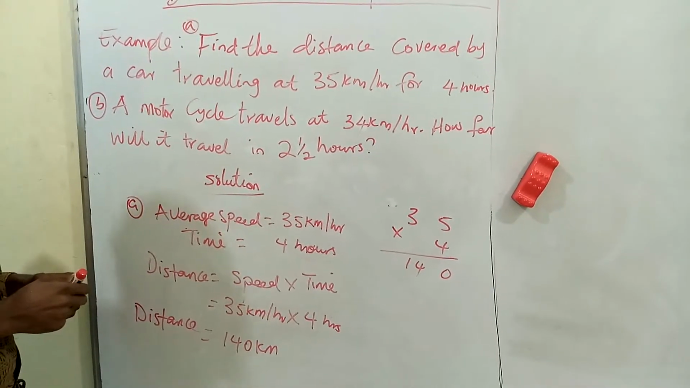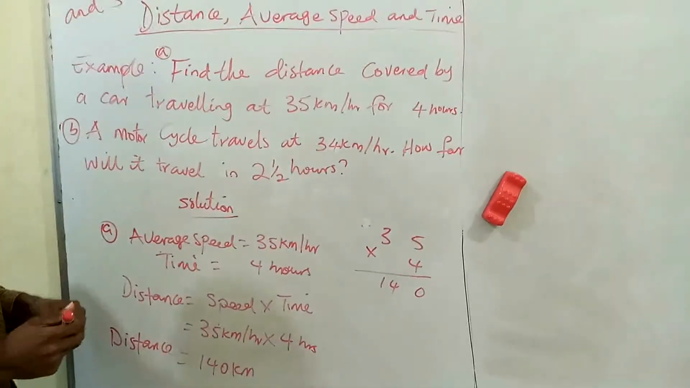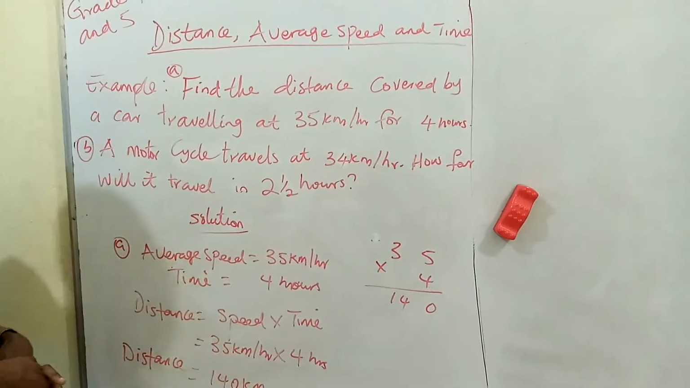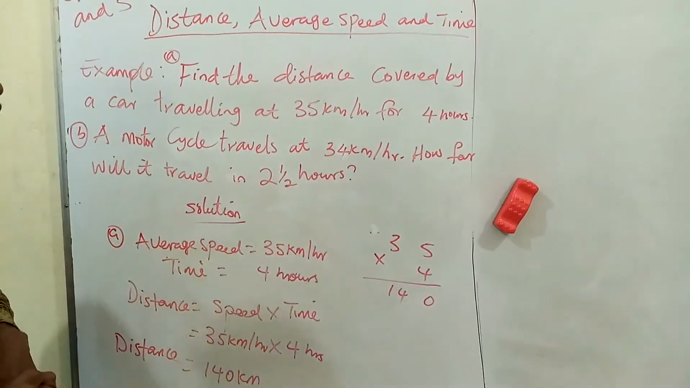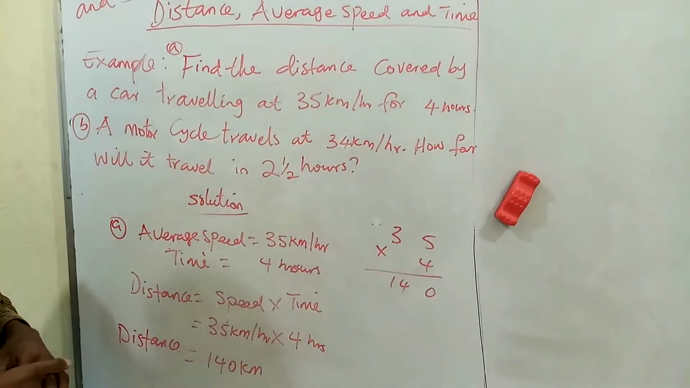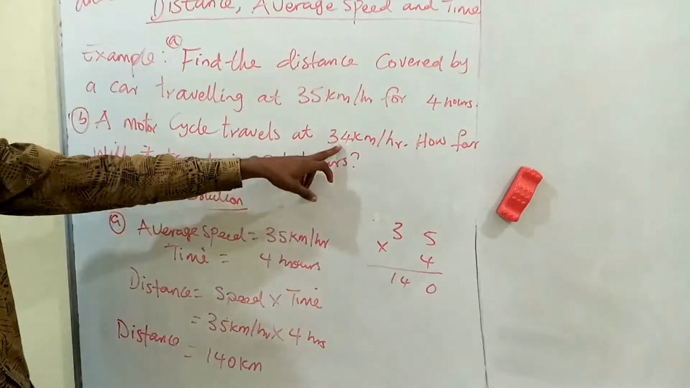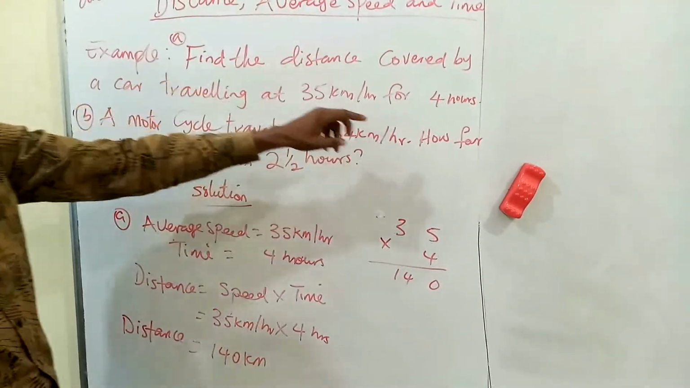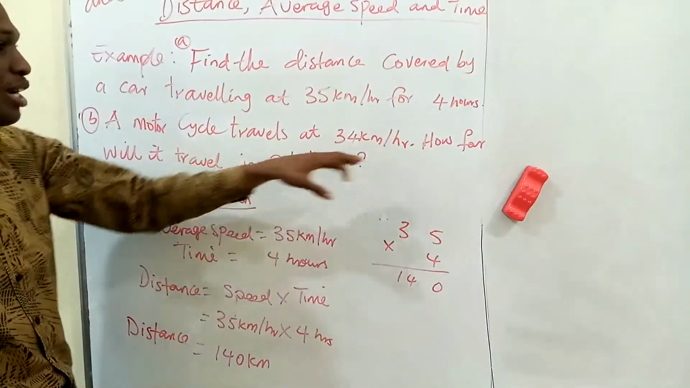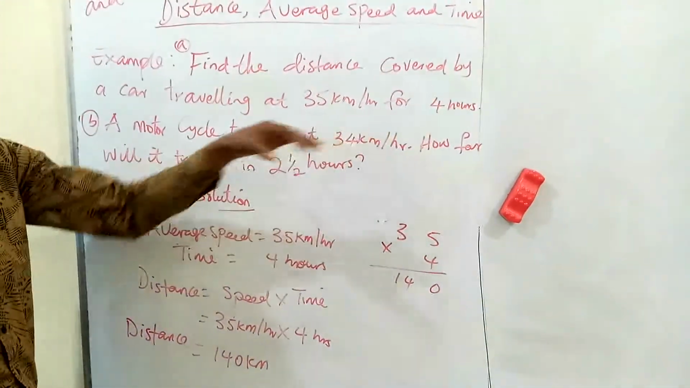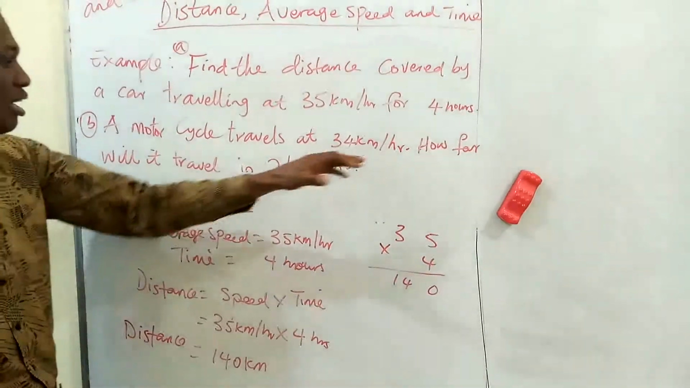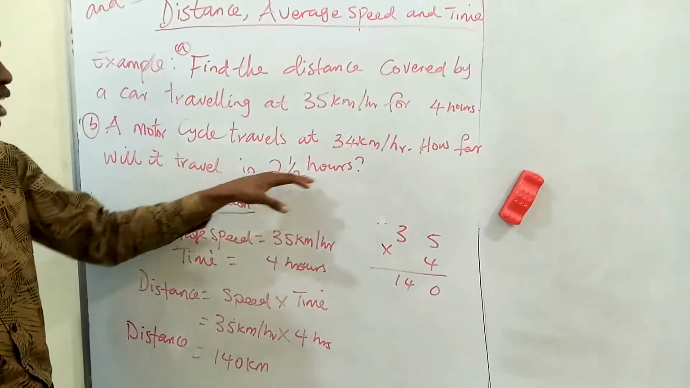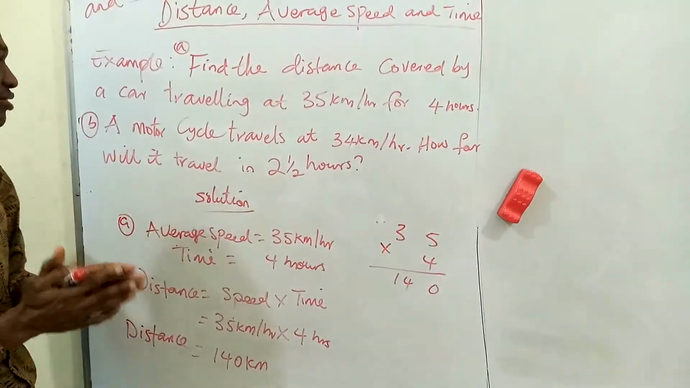The second one: a motorcycle travels at 34 kilometers per hour. How far will it travel in 2.5 hours? Now, our average speed is 34 kilometers per hour. I told us that whenever we see how far will it travel, we are referring to the distance traveled.